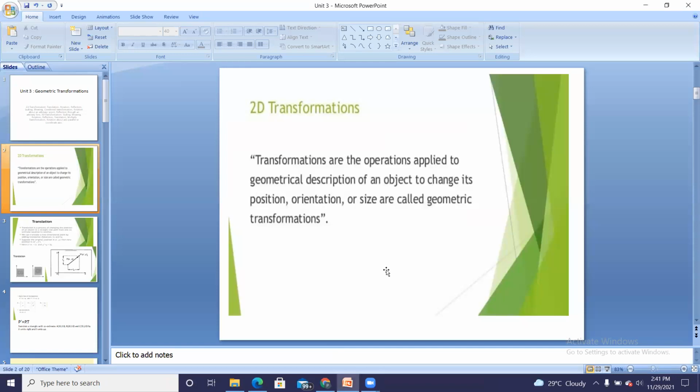Okay. So we have seen the 2D transformation is nothing but the different operations which are applied on the object to change its position, orientation, or size. So whenever we are having the change in the position, we will call it a translation. Whenever there is a change in the orientation, we will call it a rotation. And whenever there is a change in the size, we will call it scaling. So these are the different transformations that we will observe in 2D figures.